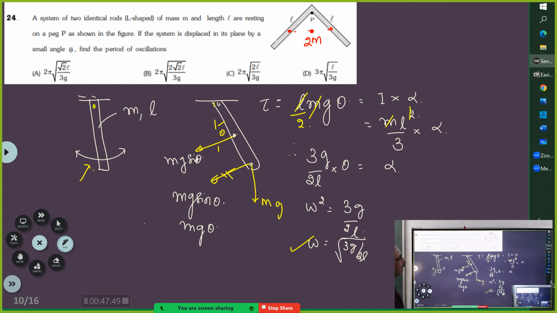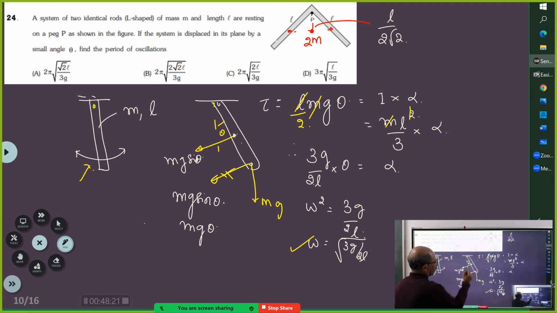And since it is L-shaped, this should be 45 degrees. Therefore, this length should be L by 2 cos 45, that is, L by 2 root 2. See, L into cos theta, cos 45 is 1 by root 2. But from here to here the distance is L by 2. So this becomes L by 2 root 2. Clear? Yes.